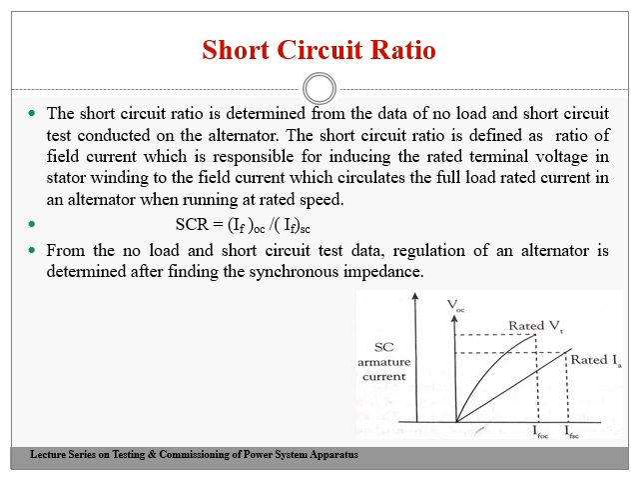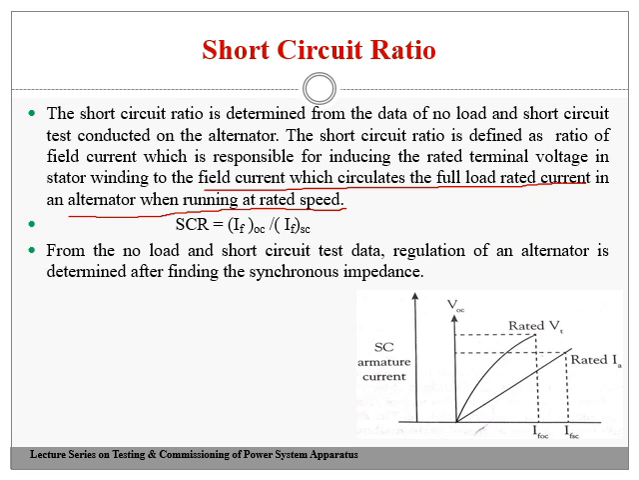One more thing, the other field current is the field current which circulates the full load rated current in an alternator when running at its rated speed. Therefore, it is the ratio of two field currents. One field current is responsible for inducing the rated voltage across the stator windings under no load condition. That information we get from OCC.